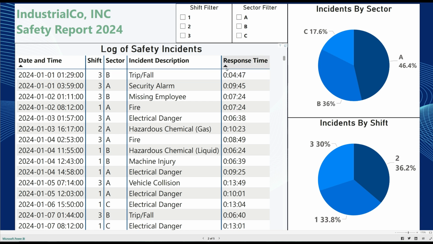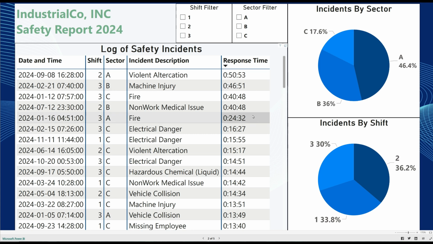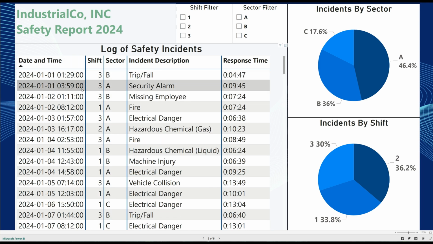So if I want to look at the response times, I can order the log by that. I have by lowest, by highest, and just manipulate that to make my analysis easier. I'll go ahead and put it back in chronological order.